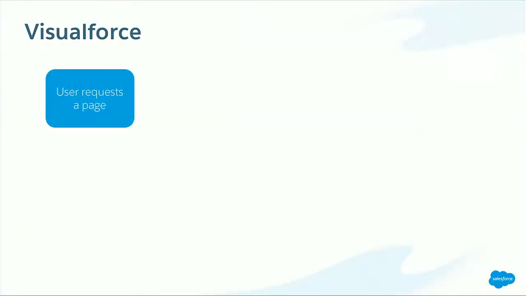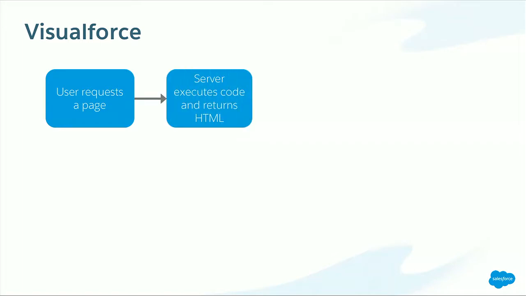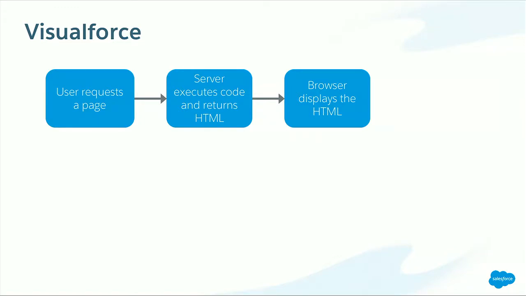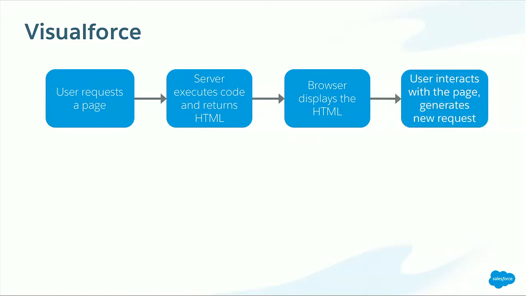So for Visualforce, the user requests a page, pretty straightforward. That page gets sent back, returns the HTML. The browser displays the HTML, nothing fancy. User interacts with the page, right? But this is still Visualforce. So what happens when the user starts interacting with it? It goes back, makes this whole round trip. Latency is really high. This is not what our users expect for modern web applications to look like.